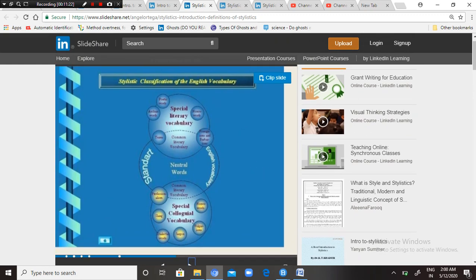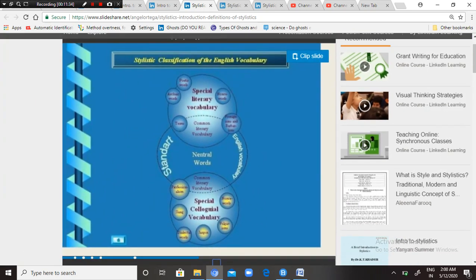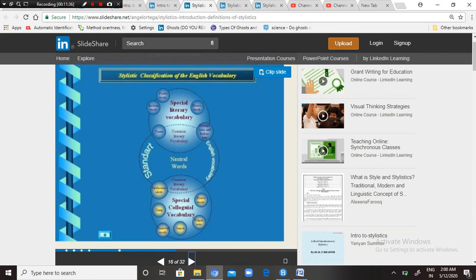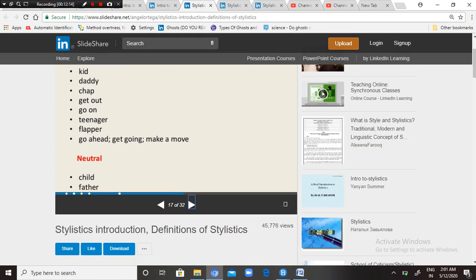So, stylistic classification of English vocabulary: special literary vocabulary, neutral words, and special colloquial vocabulary. This is the structure of classification of the English vocabulary. Stylistic classification of English colloquial words, and the examples are kid, daddy, chap, get out, go on, teenagers, flipper, go ahead, get going, make a move. Neutral: child, father.